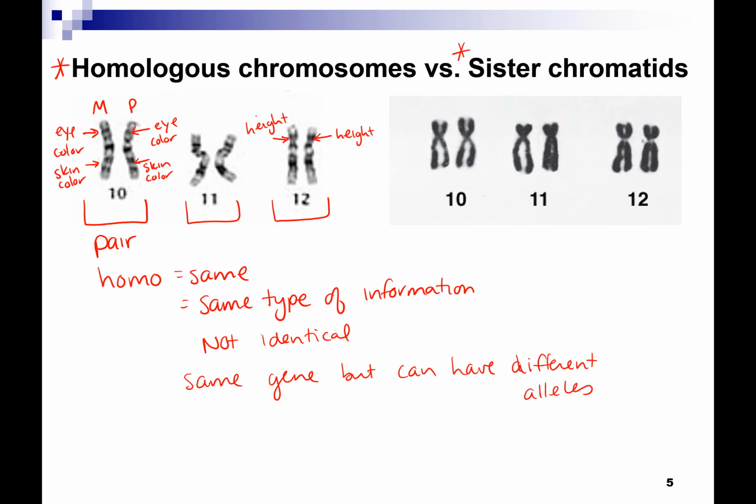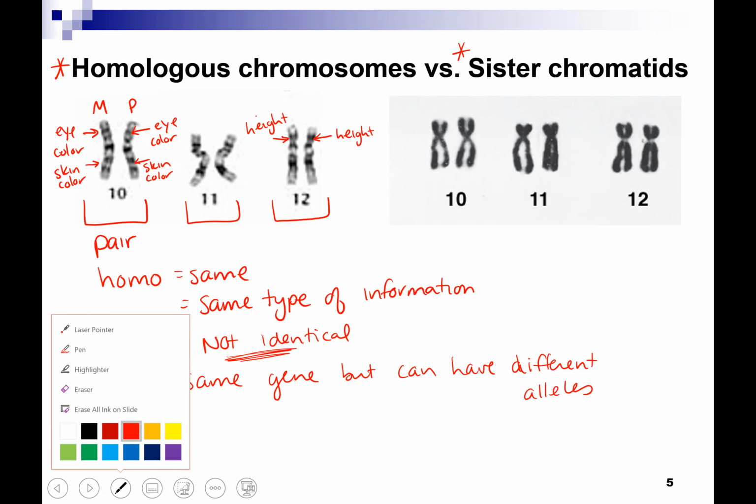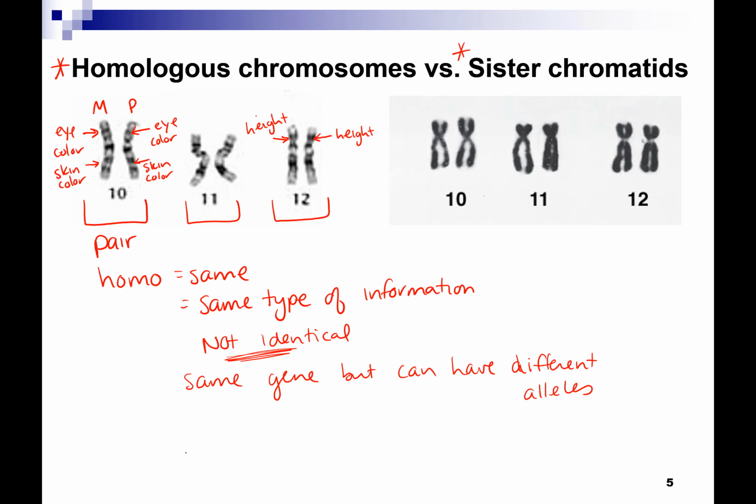Okay, so homologous chromosomes are not identical. They have the same type of information, but because you're inheriting them from different people, they're not the same. Now, after a cell undergoes S phase in the cell cycle, which is DNA replication, your chromosomes look like X's. So it's a duplicated chromosome held together at the centromere. And we'll talk about centromeres in just a minute.